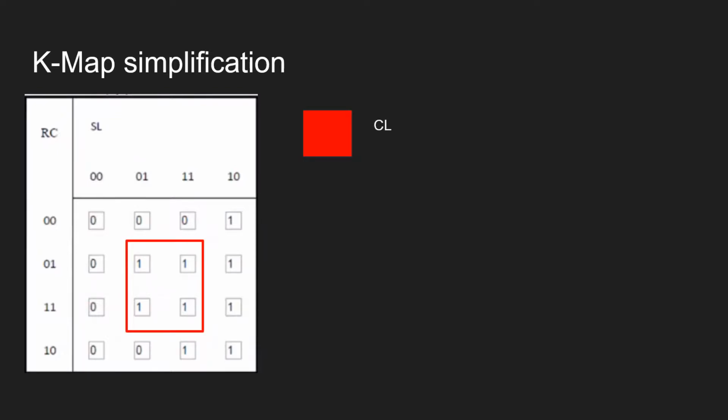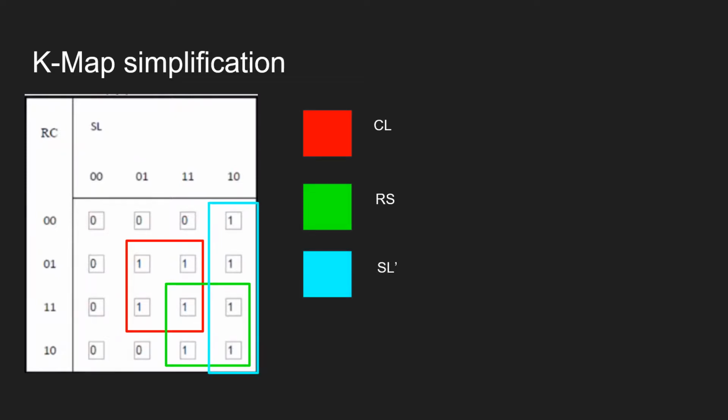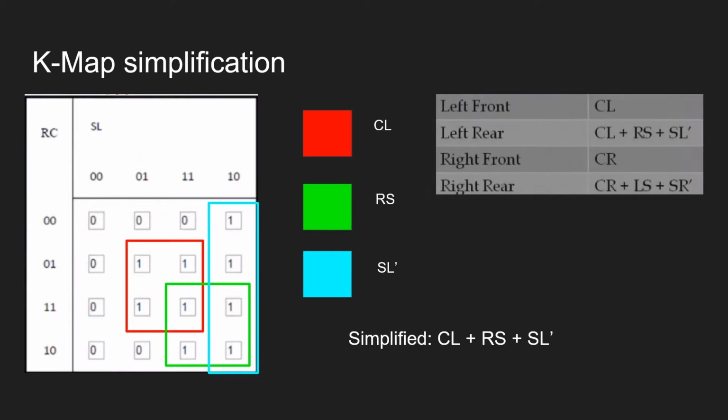Highlighted in red is one of the loops, which corresponds to C and L. Highlighted in green is R and S, and highlighted in blue is S and L naught. We derive these simplifications using the K-map. Here is the full simplified equation for the left back light, which is C and L, or R and S, or S and L naught. Here you can see all of the simplified equations for each of the 4 different lights.